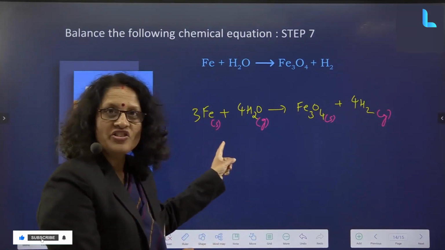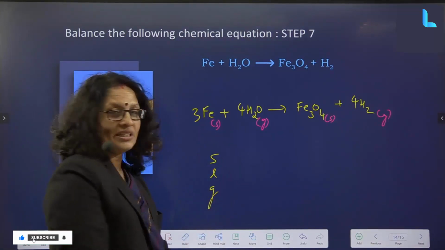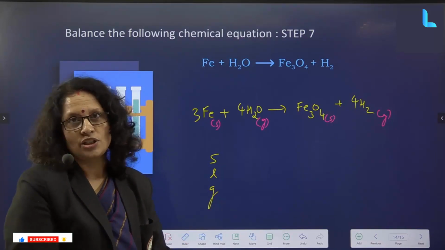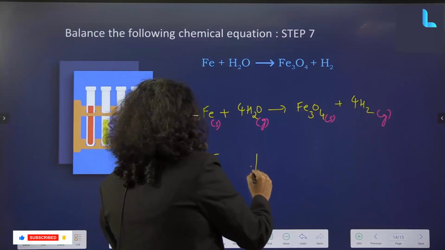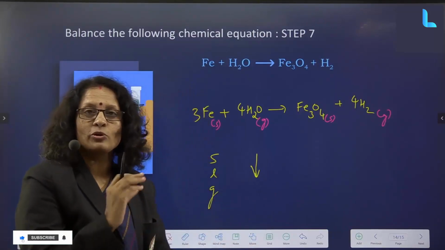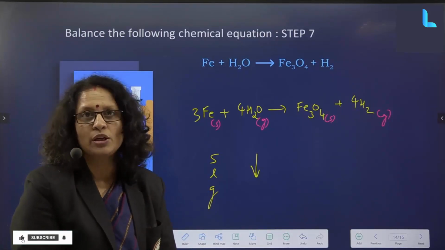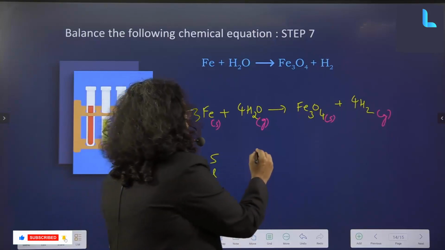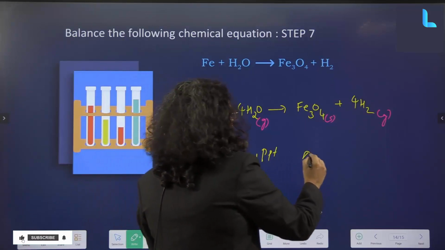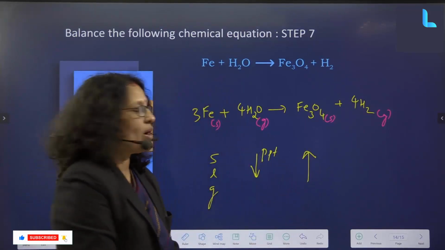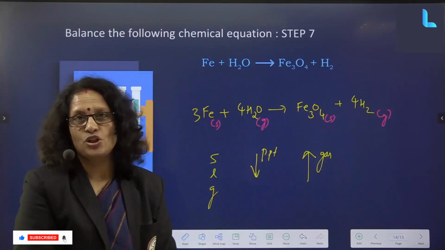So Fe in a solid state we are writing. Solid, liquid and gas will be written with these symbols: S for solid, L for liquid and G for gas. Apart from that, two more symbols are there. If we are talking about a precipitate, the arrow will be downwards. Why? Because solid particles will settle at the bottom of the test tube or any apparatus we are using. So a precipitate is always written with the downward arrow. If any gas is liberated, that is always written with the upward arrow, which indicates the substance is in gaseous form and is liberated.